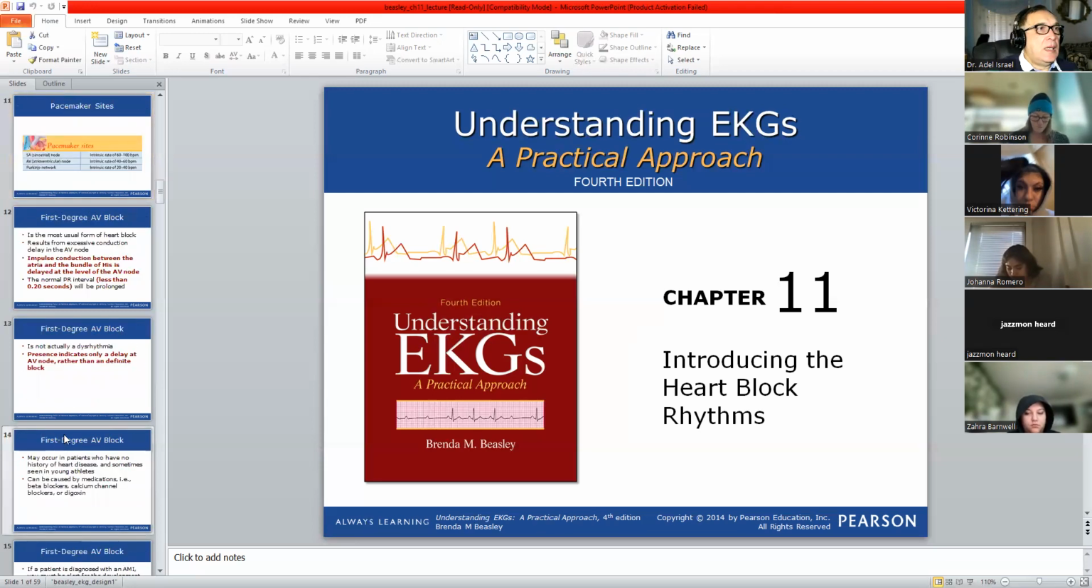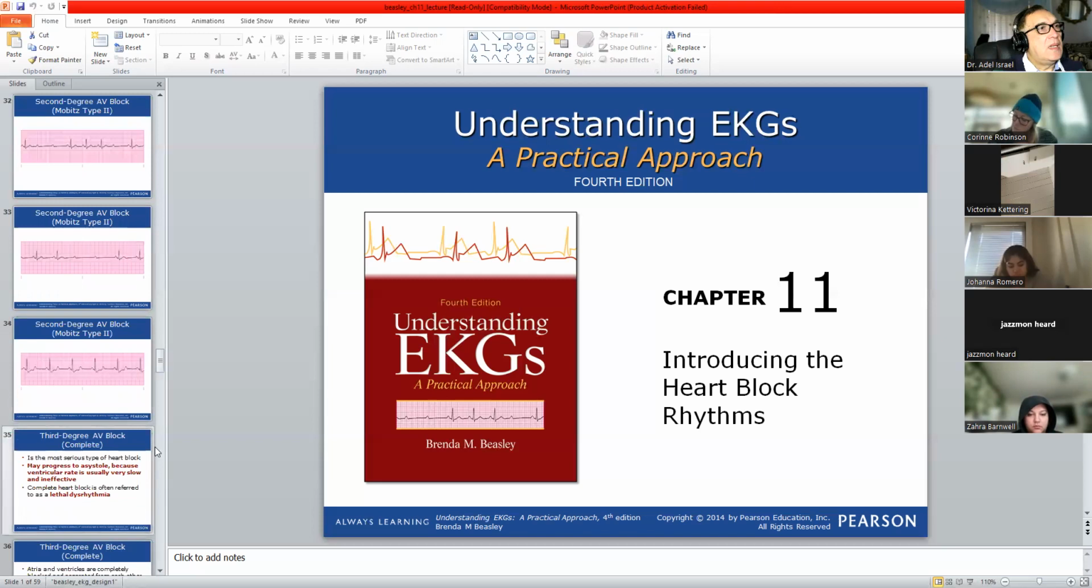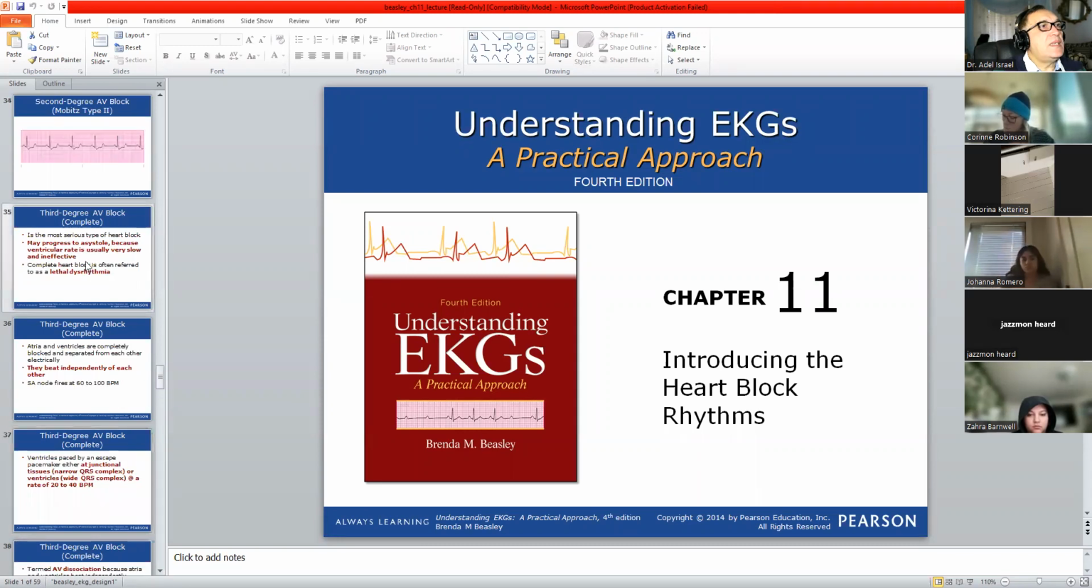with the third degree. We mentioned that in Mobitz type 1, we have prolonged and progressive. Mobitz 1, prolonged and progressive. In Mobitz type 2, we have some P waves with no QRS, and we mentioned that we may have a ratio like 3 to 1, 2 to 1, and so on. Now we are going to the third degree heart block, which is the most important and serious one.